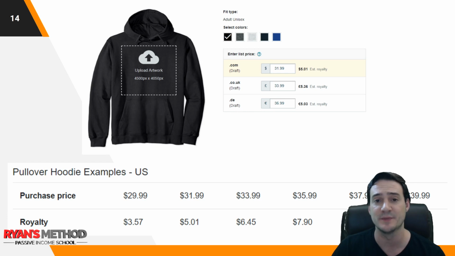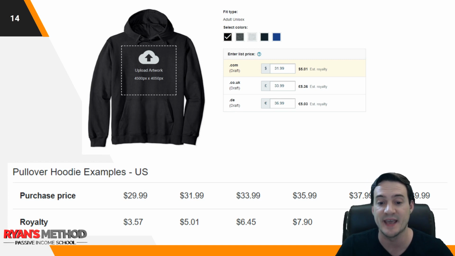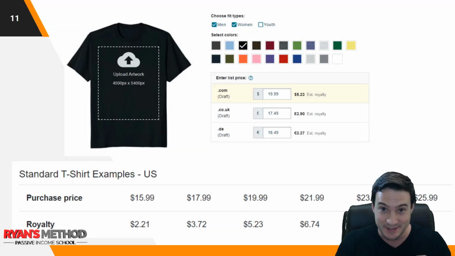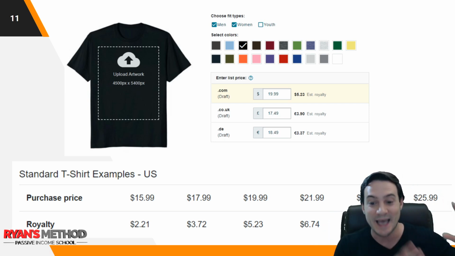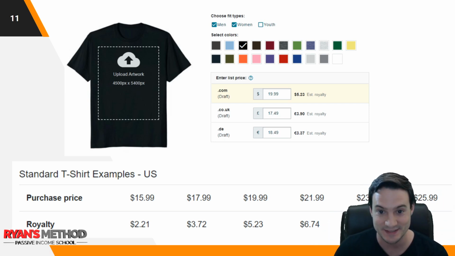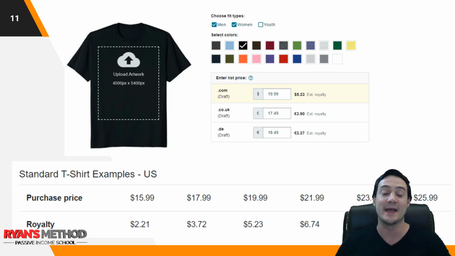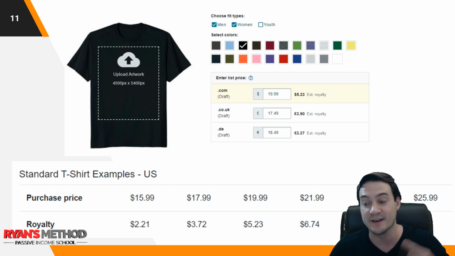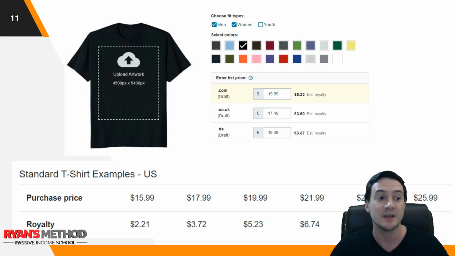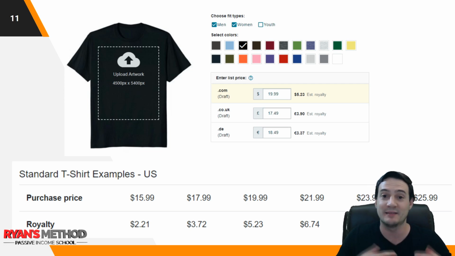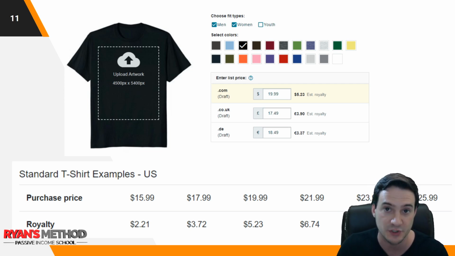At $31.99, you can make a royalty of $5.01. One thing worth noting about hoodies is that they used to cost more and Amazon reduced the base cost. And this is what I wanted to mention earlier before I forgot: standard t-shirts used to cost less and then Amazon increased the base cost. So at $19.99, where today we get a $5.23 royalty, we used to get $7.19 paid to us.